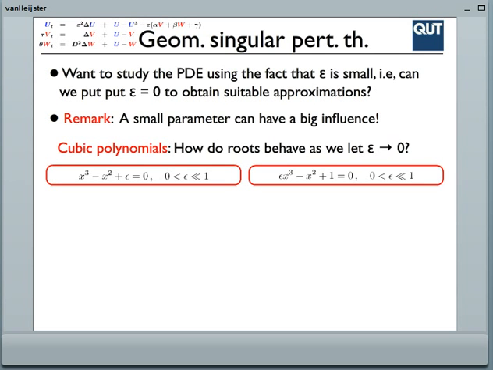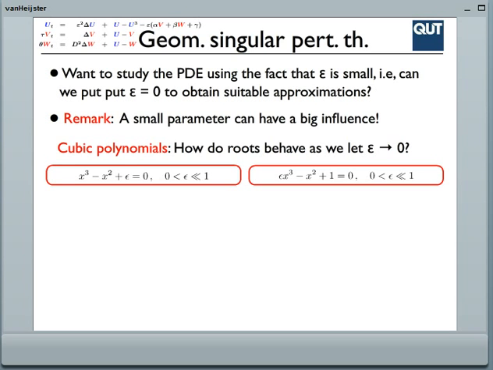Now the first cubic polynomial is x cubed minus x squared plus epsilon equal to 0, where epsilon is one half. The second one, we just shift the epsilon to the highest term: epsilon times x cubed minus x squared plus 1.